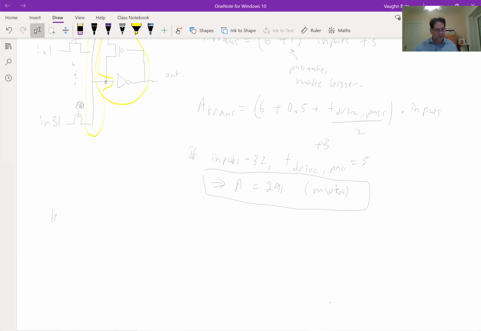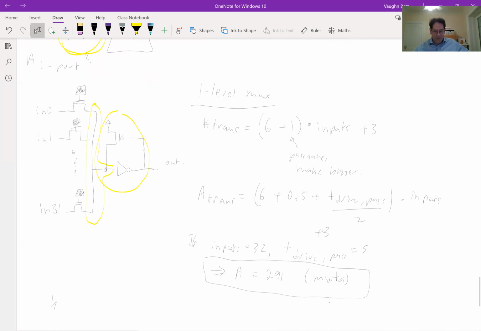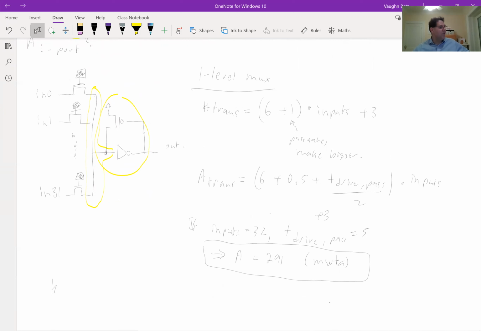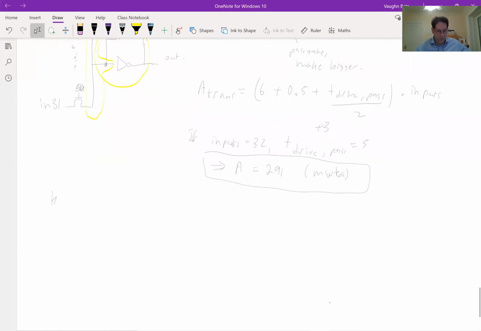So any other ideas? What can I do topologically to this? Tune the size of each level for a multi-level multiplexer to give the best area. Yeah, so that's a very good idea. This is a one-level mux. We can do muxing in stages, multiple levels. So the general answer is, we could think of how many levels we want to do the muxing in.